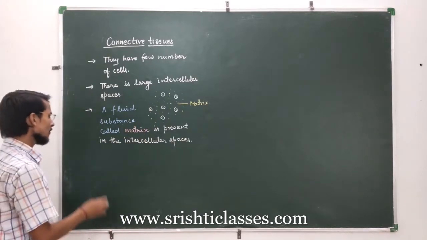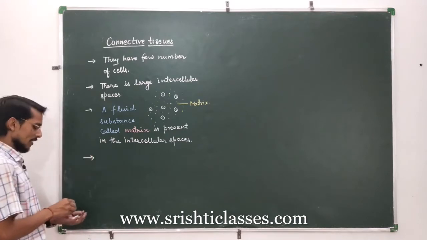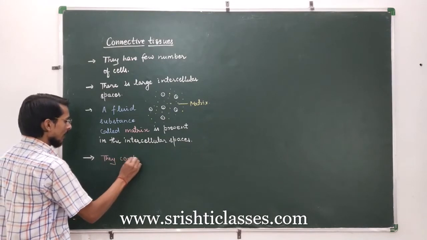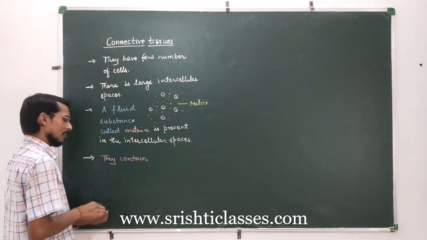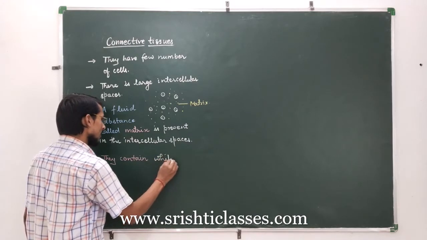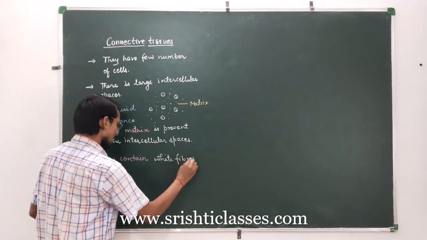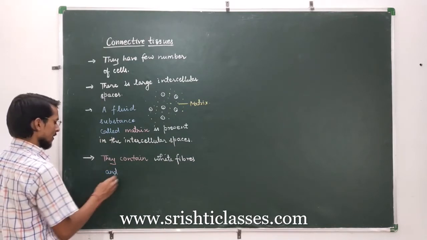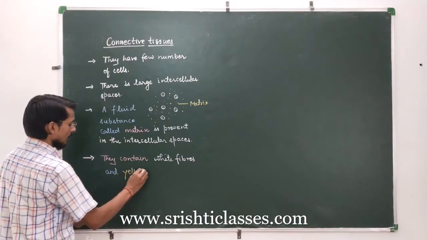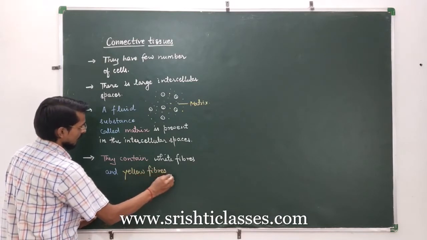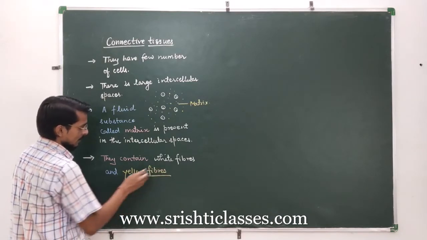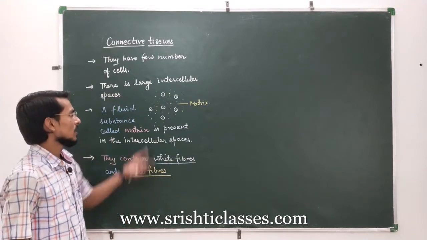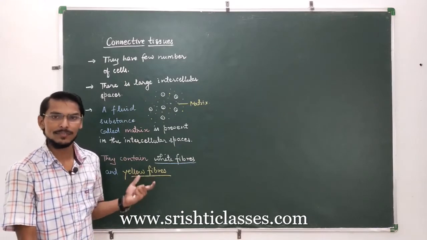Okay. The last important feature is they contain white fibers and yellow fibers. These are two types of fibers which are present in connective tissue. Okay, so these are some important features of connective tissue.